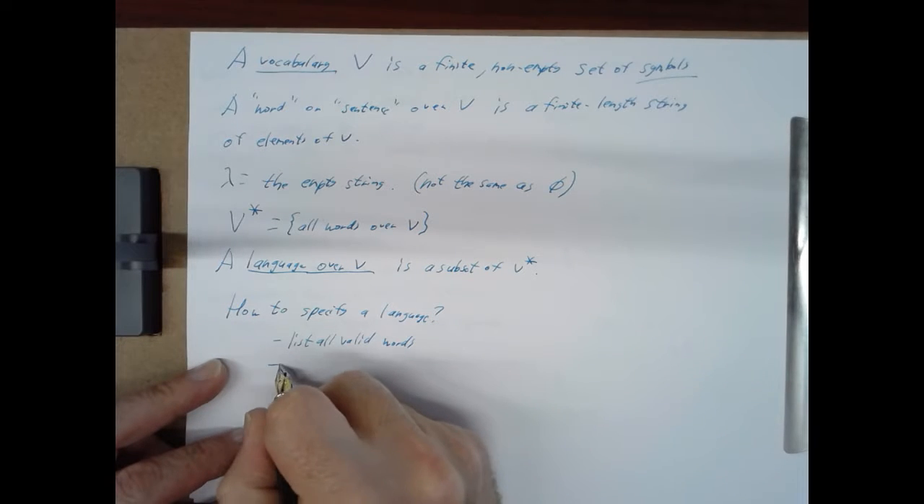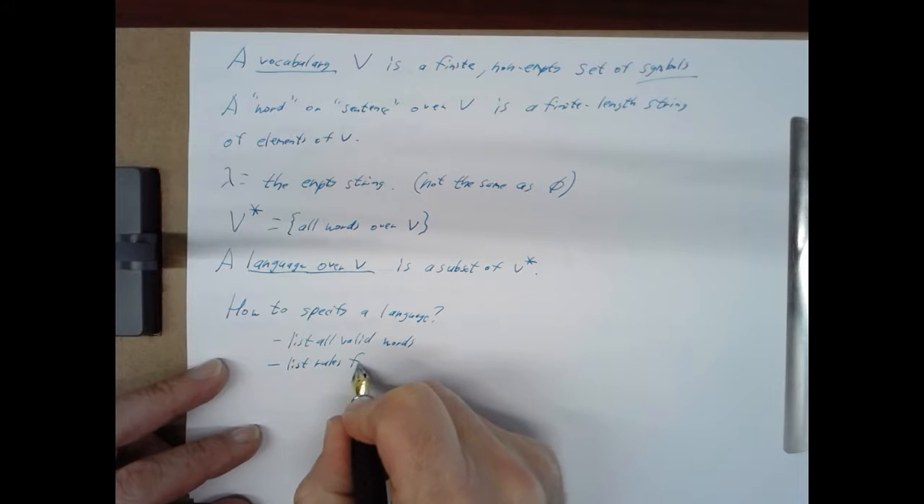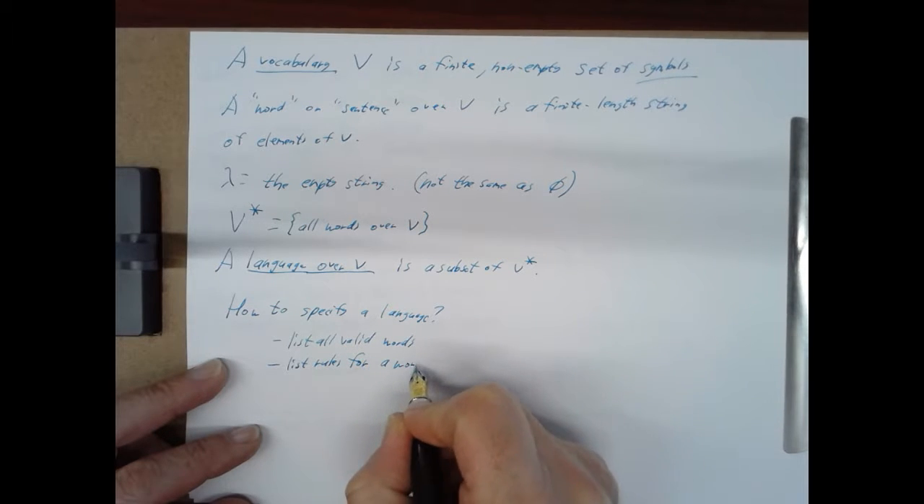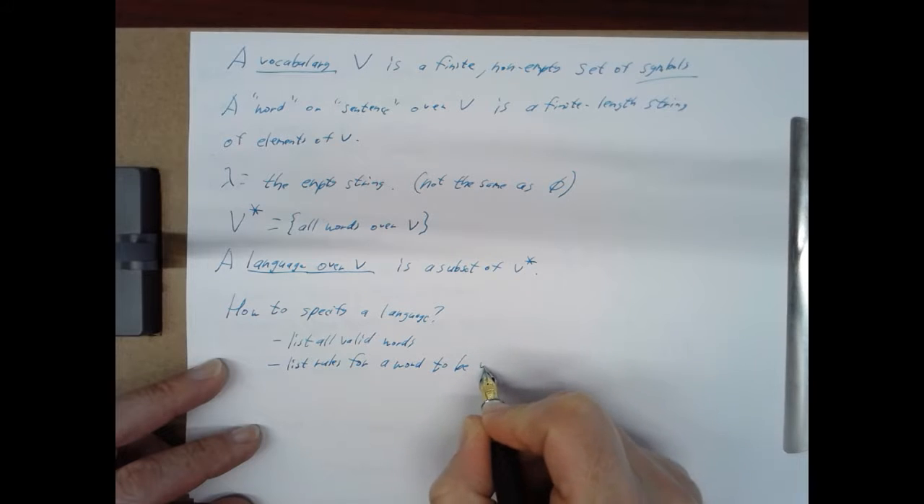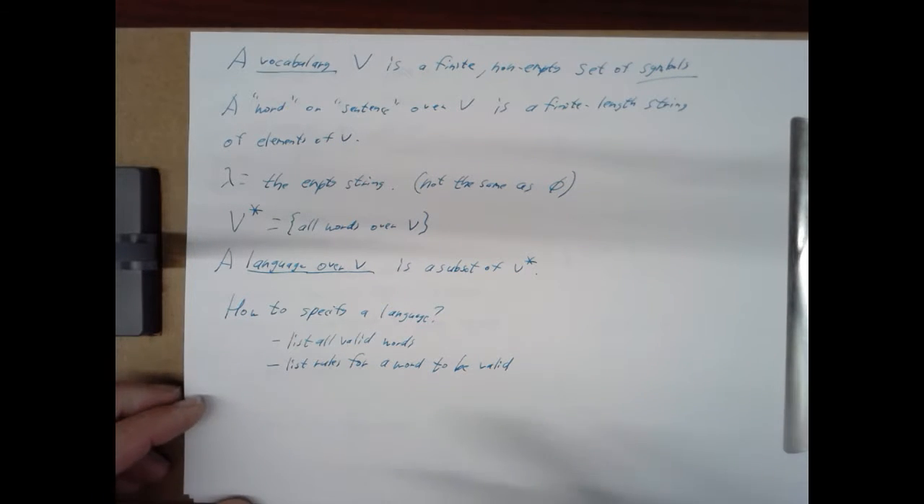A second option is to list rules for a word to be valid. I before E except after C. Q is always followed by U. Have to have at least one vowel unless it's syzygy, and so on and so forth. So we do that in English also, right? And that usually works, but not always. And that doesn't work well for C either.